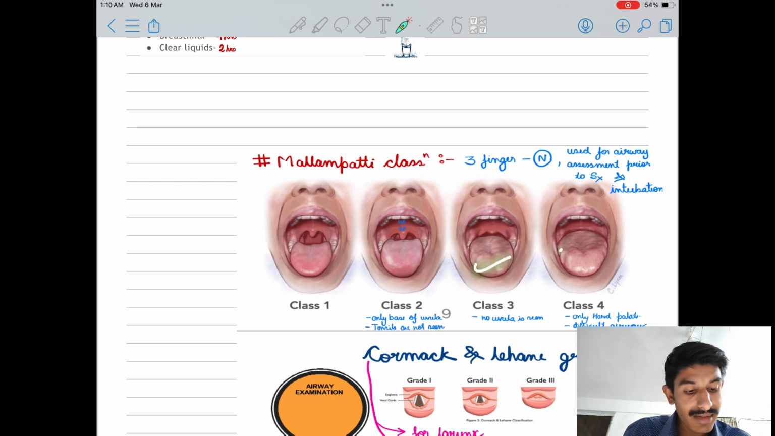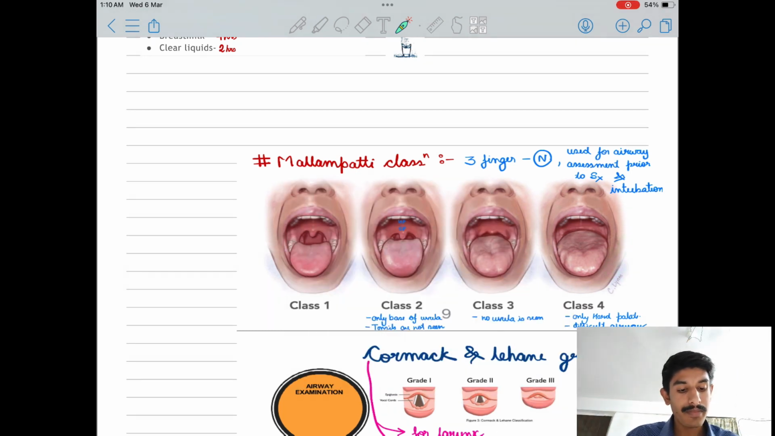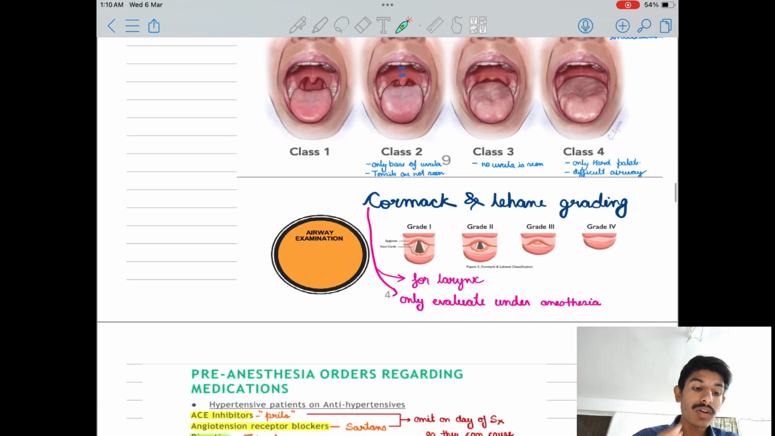So always check this. There will be a question: which intubation is difficult to do? The fourth one is the most difficult, and if the fourth one is not there, the third one is the next one. Okay, and these two are normal. There is one more classification, similar to Mallampati, which is the Cormack and Lehane grading. As you can see, here there is a little vocal cord opening, and here you can see the vocal cord opening. Okay, so these are the classifications where you can check the opening of the mouth for intubation.